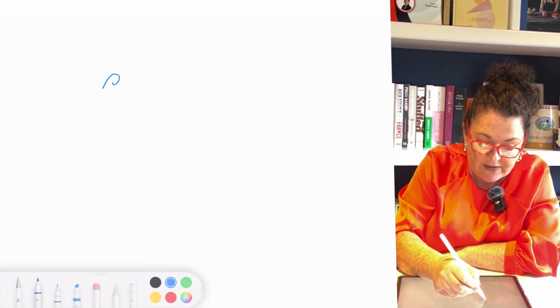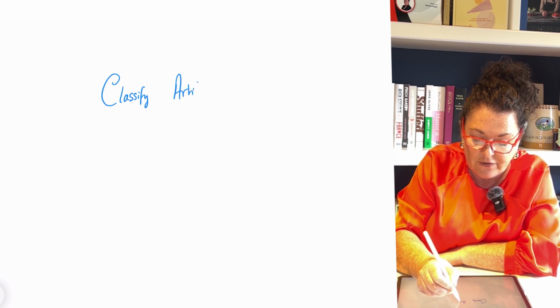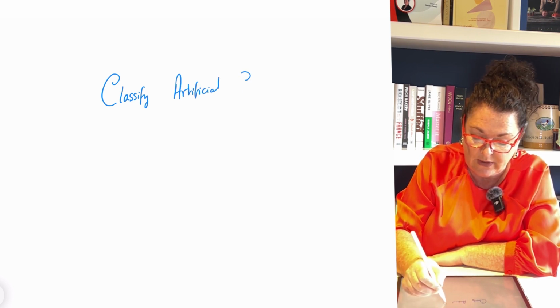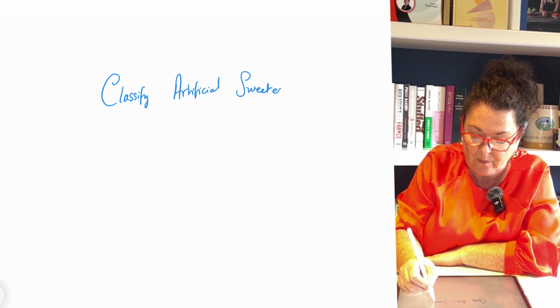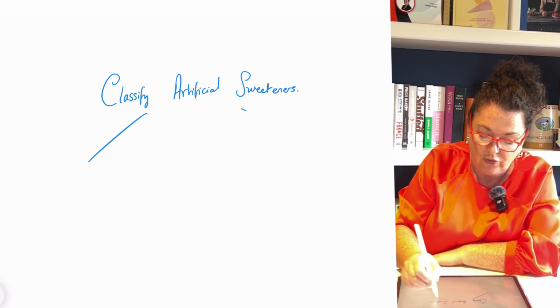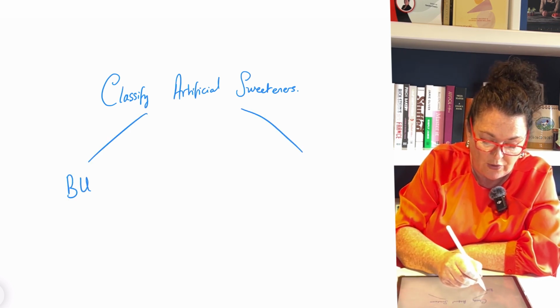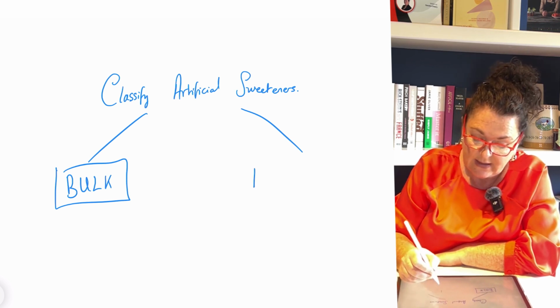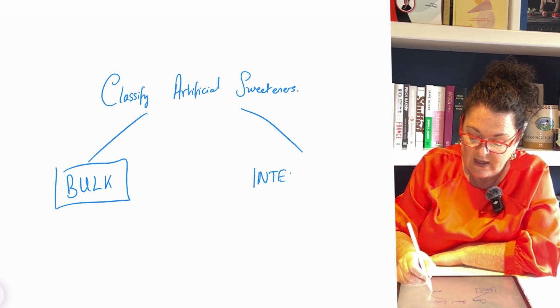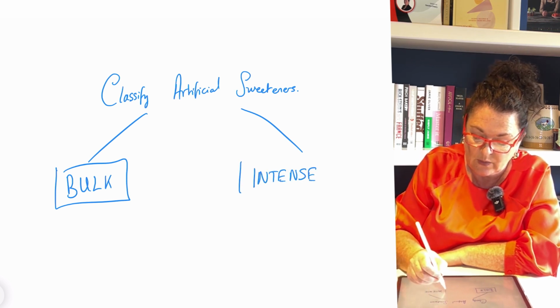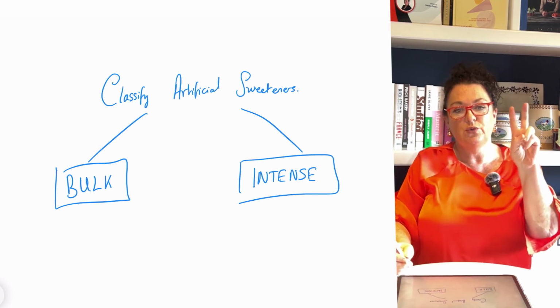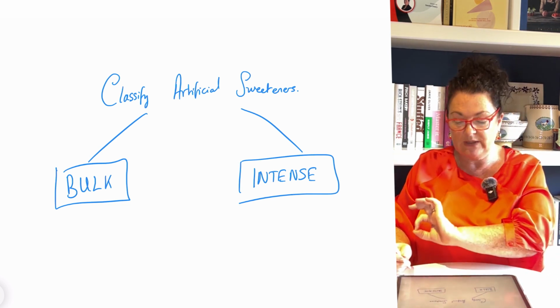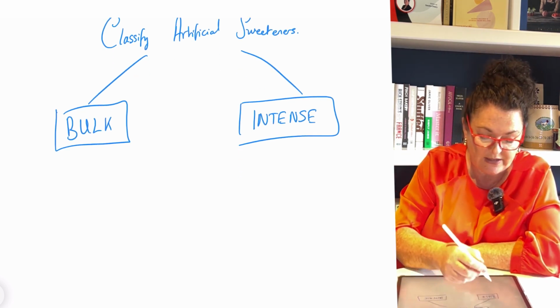So we're taking the heading, classify artificial sweeteners. So we have two groups. We have one, what are called bulk sweeteners, and secondly, we have what are called intense sweeteners. I would say to you to know two examples of bulk sweeteners and two intense.